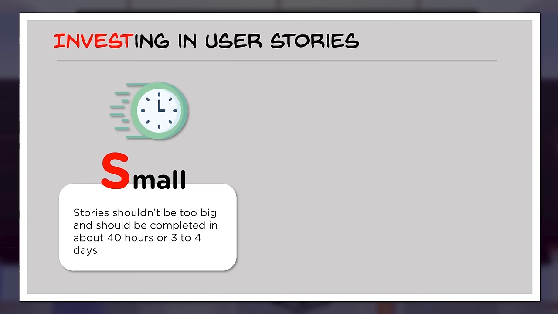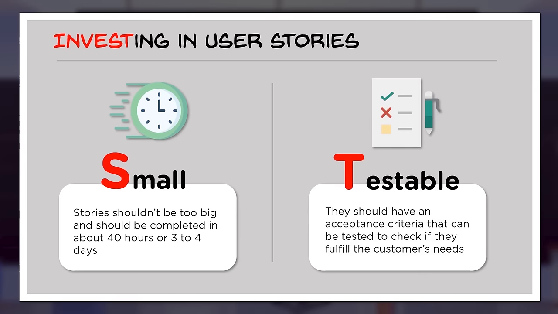Now, testable. When we say a user story is testable, one has to ensure that development is complete and has been done correctly. So once you create a user story, it needs to be articulated in such a way that it becomes measurable. When I say testable, obviously there should be target metrics which can be created, which will help me to state, yes, this particular requirement is accomplished. So they should have acceptance criteria that can be tested to check if they fulfill the customer's need.